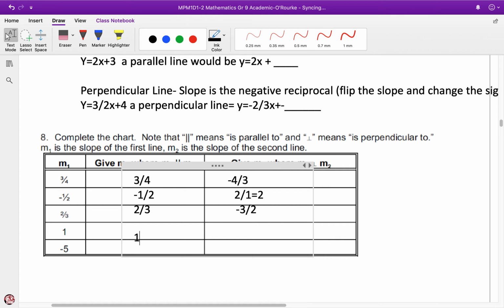This one here is 1. And the opposite flipped, so it's going to be negative 1. So if we think about 1, it's 1 over 1. So it's going to be negative, change the sign, flip it.